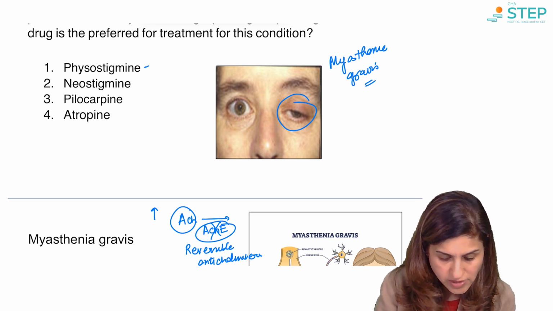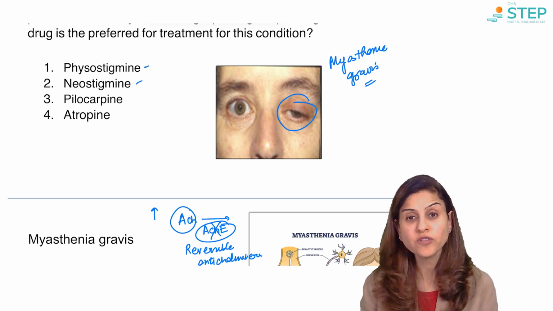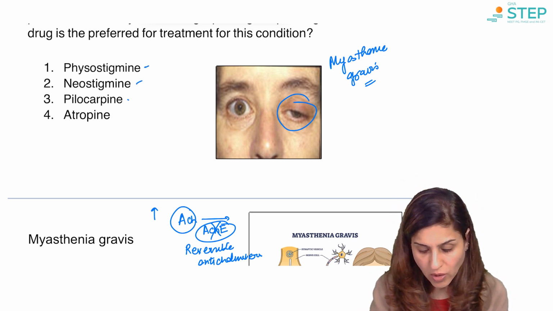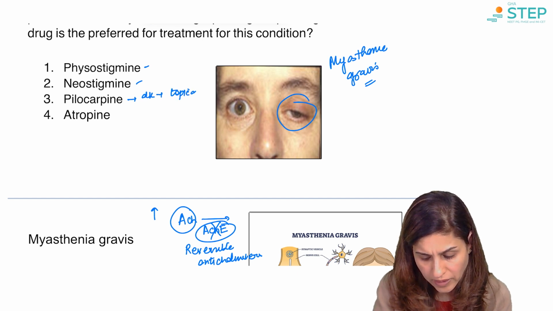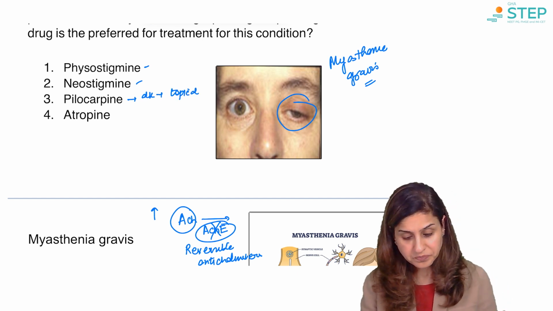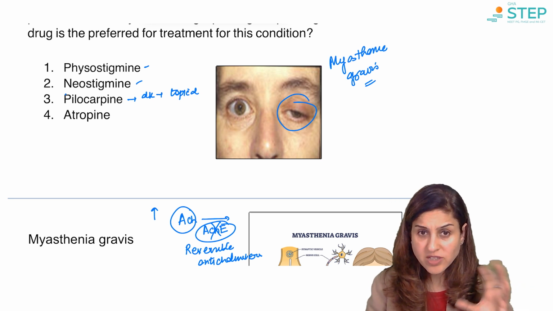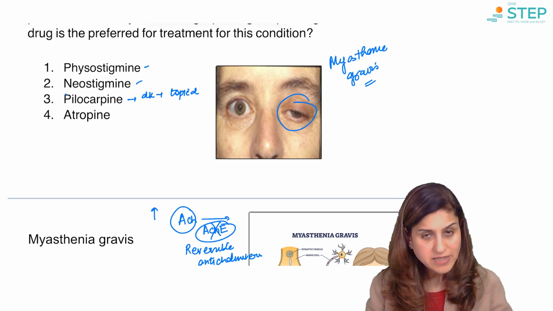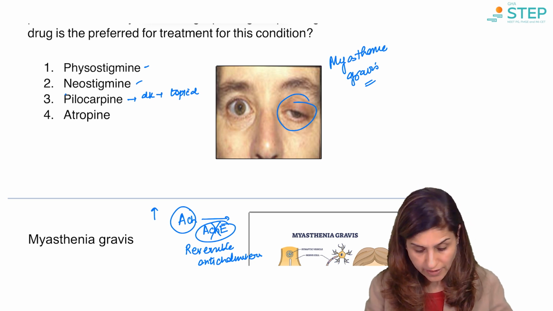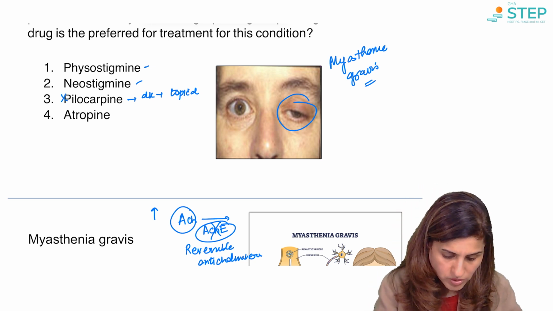We have physostigmine, neostigmine. Yes, both of them are reversible anticholinesterases. What about pilocarpine? Pilocarpine is actually a cholinomimetic, an alkaloid, and it is usually available only for topical use. It is used in glaucoma as eye drops, right? So it is not used for myasthenia gravis as such. So we rule out this option.